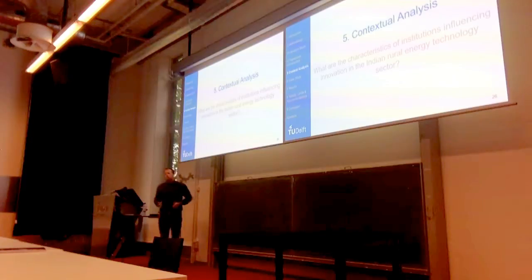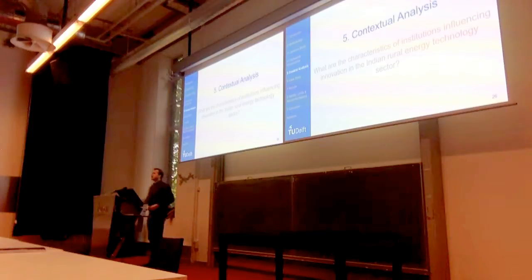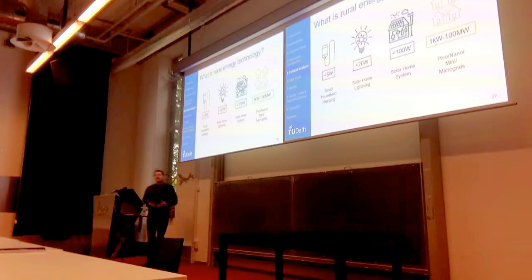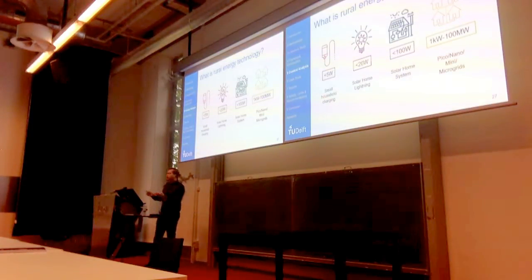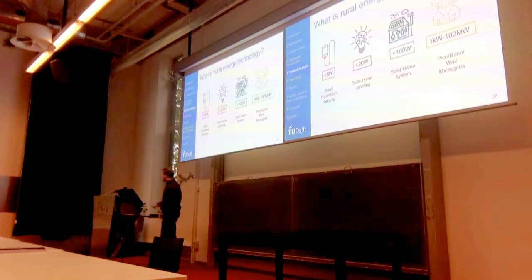But before we can go to that case study, we need to know what to research. What is the context we are working in? So what are the characteristics of rural energy technology in India? And first, what is rural energy technology? In the literature and in practice, the following 4 technologies are part of the umbrella term rural energy technology, which is small household charging, solar home lighting, solar home systems, and various types of grids. Pico, nano, micro, there's a lot of terms.